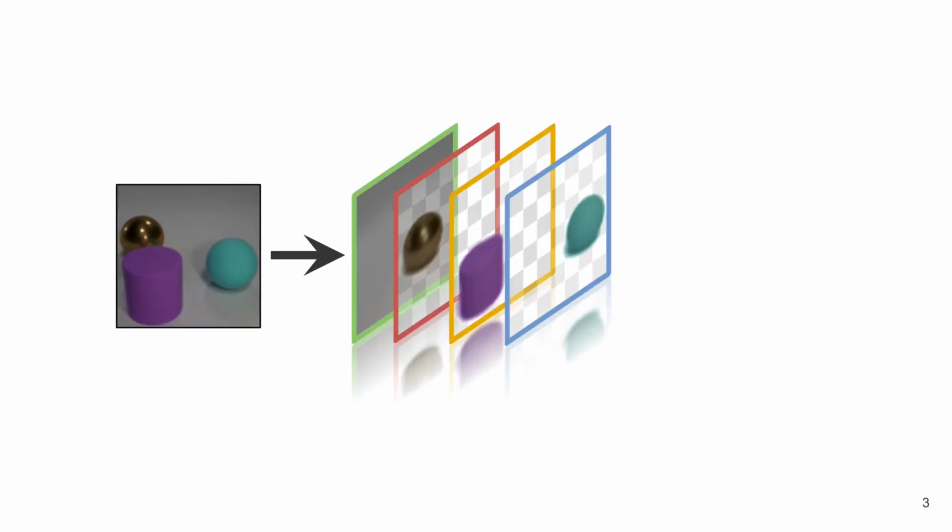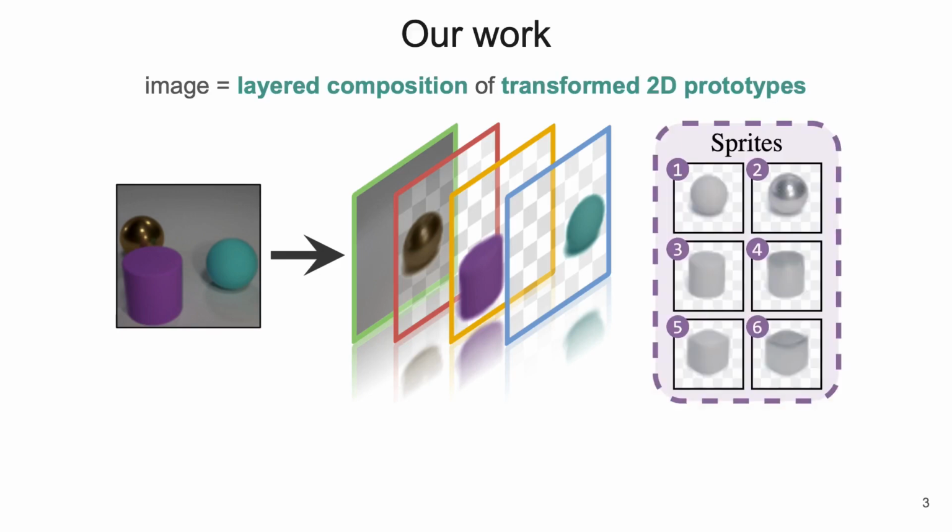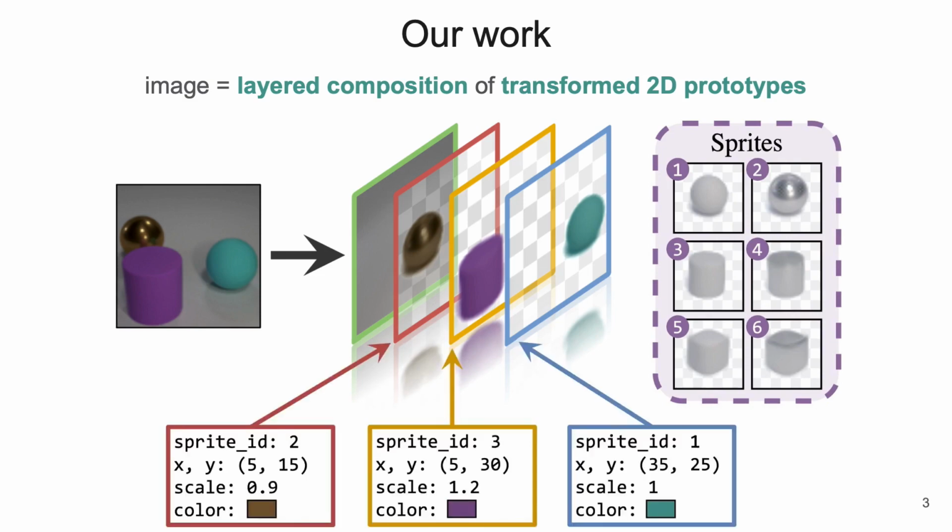In this work, we introduce an unsupervised algorithm that learns to decompose an image into object layers. Compared to previous methods, which use neural networks to generate layers, our key insight is to model layers as the explicit transformations of learnable prototypes called sprites. Transformations can notably include positioning the object in the image, changing its scale, or even modifying its color.